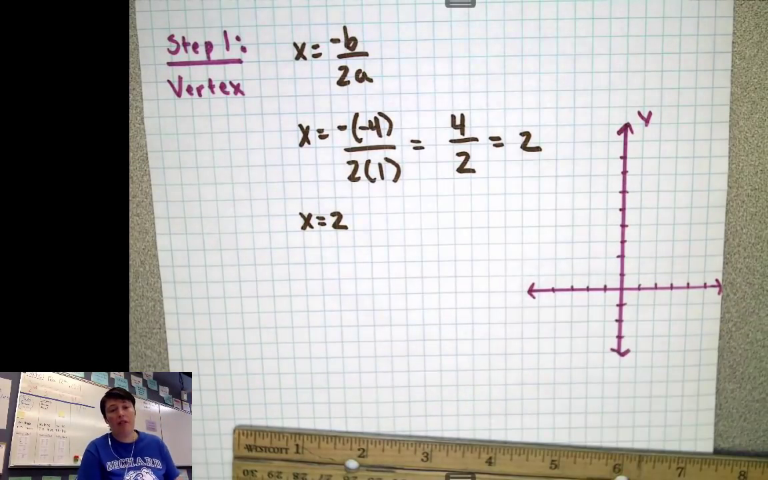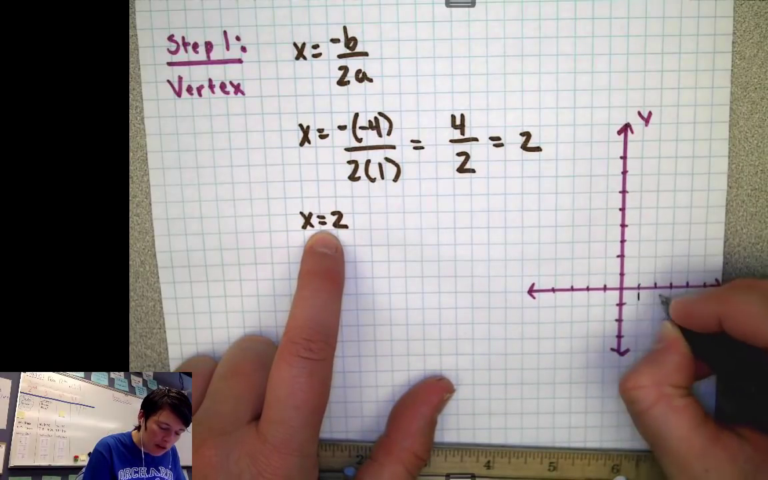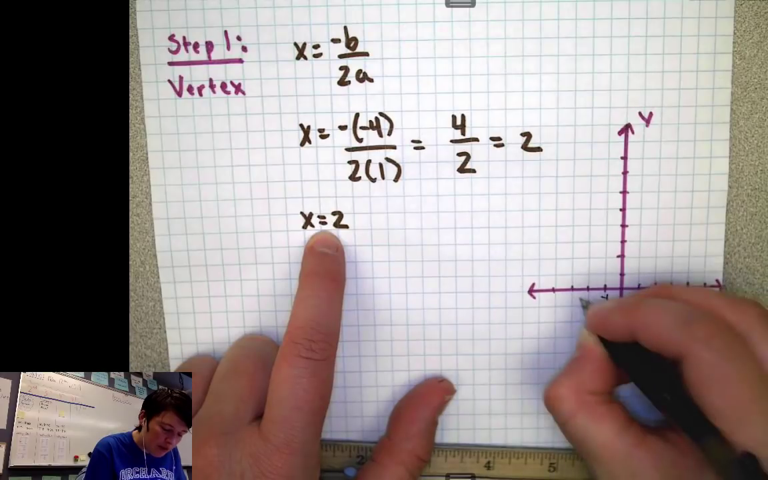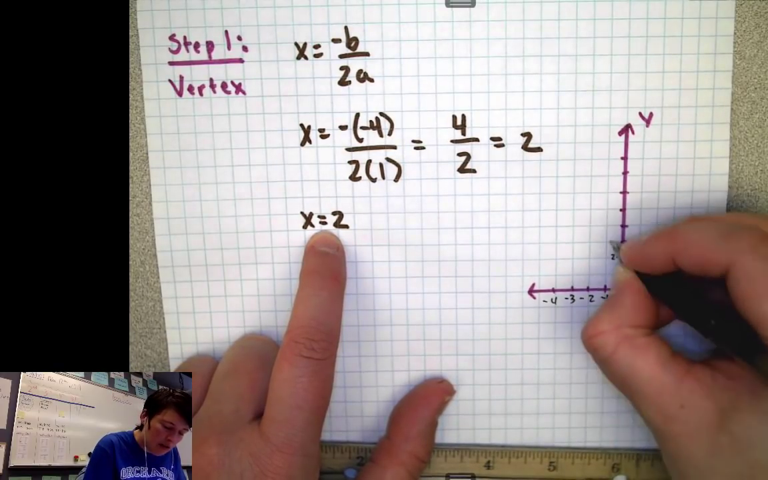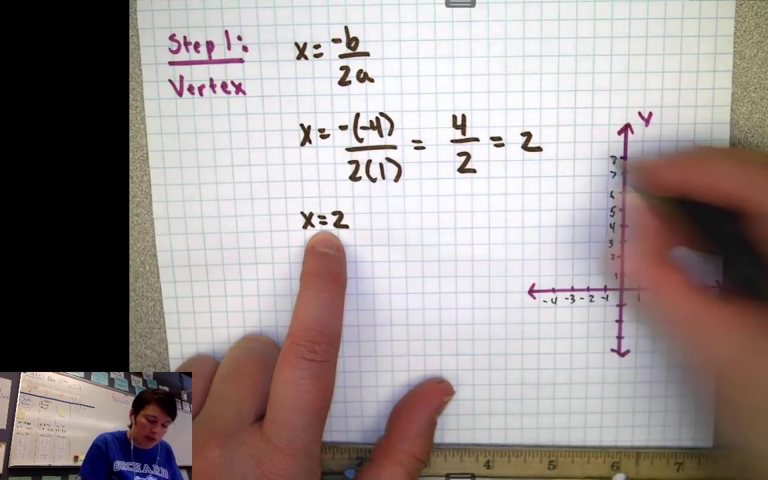Now, we just found that our line of symmetry happens at x equals 2. So here's x equals 1, 2, 3, 4, and 5 for my numbers. Put some numbers on here. And pause the video if I do this too quick for you. Sometimes I just fly through this.